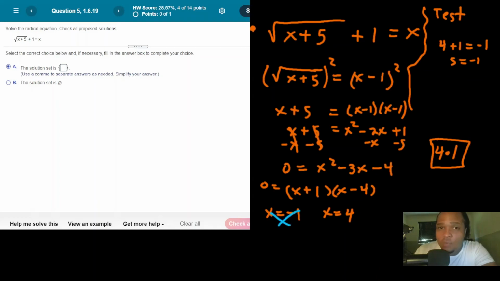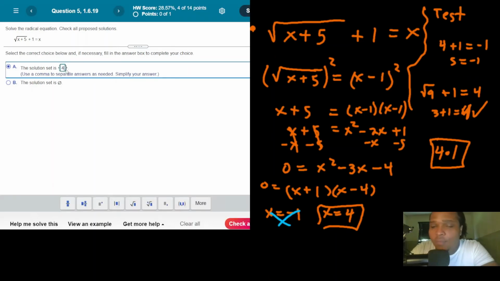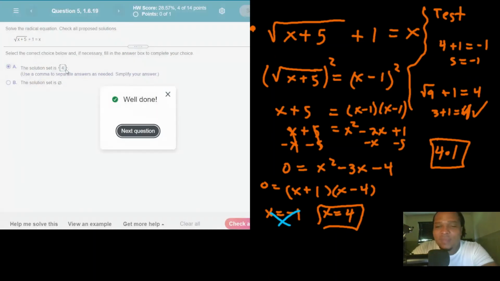What about the 4? So we have the square root of 4 plus 5, which is the square root of 9. We're adding 1, and we're going to see if this is equal to 4. Square root of 9 is 3. 3 plus 1 is equal to 4. So yes, 4 is our only answer this time. So let's go back, type in a 4, and call it a wrap. Well done.